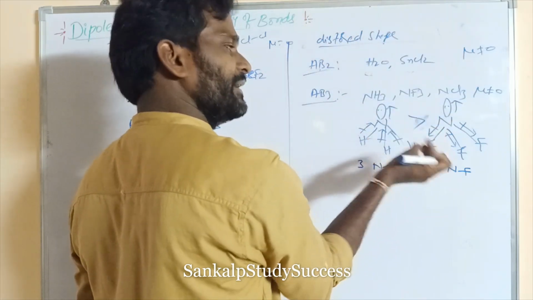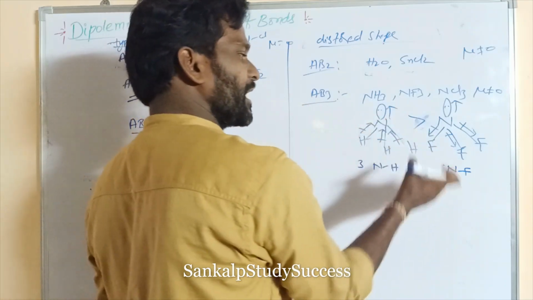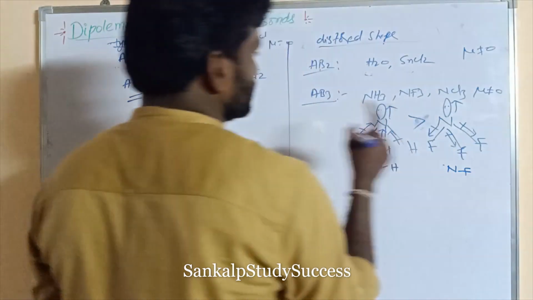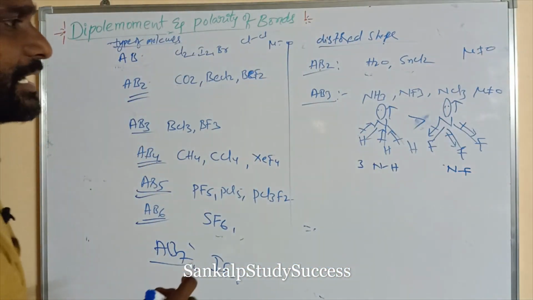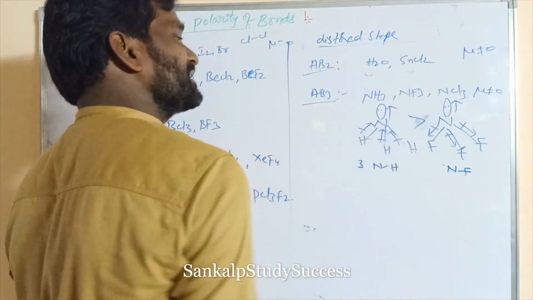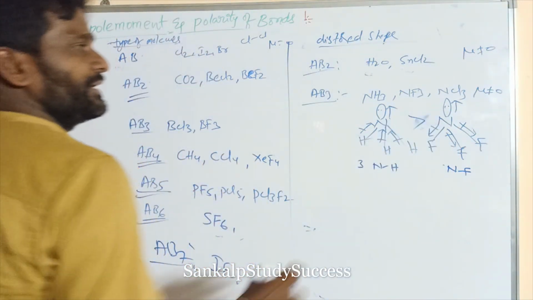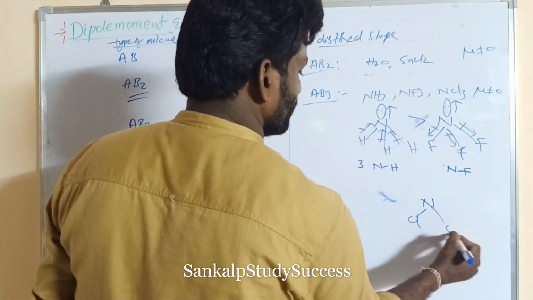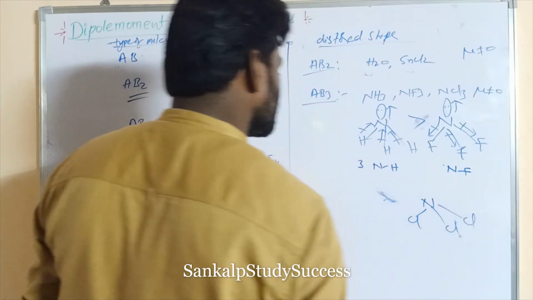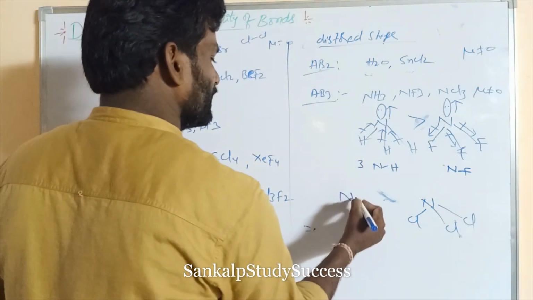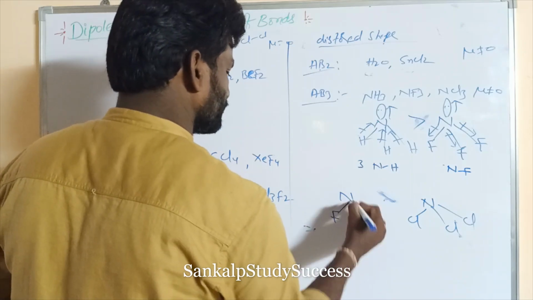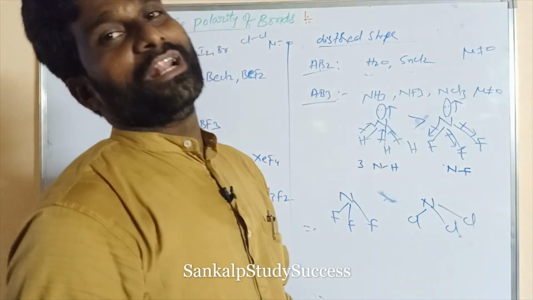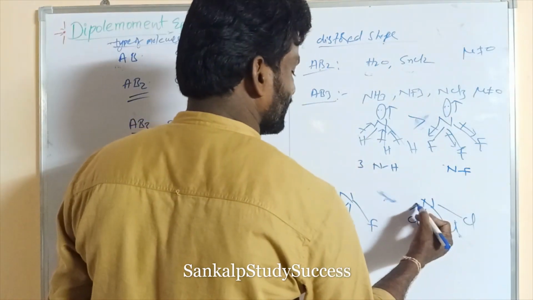These two are cancelled, and its resultant dipole moment is reduced. So in NH3 and NF3, which has more dipole moment? NH3 has more dipole moment than NF3. In NF3 and NCl3, which has more dipole moment? Here, in chlorine and nitrogen, which has more electronegativity? Nitrogen has more electronegativity.